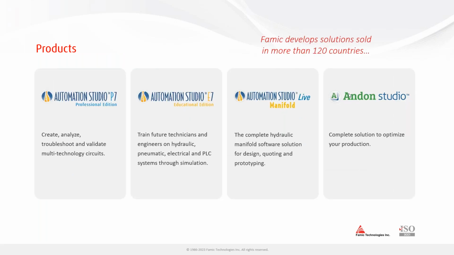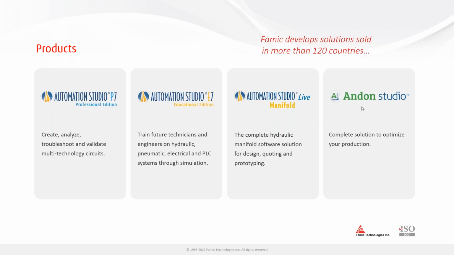So these are all our products. We have in total 4 products. We have Automation Studio Professional Edition, which is mostly used by industries. This is used to create, analyze, troubleshoot, and validate multi-technology circuits. We have Automation Studio Educational Edition, which is mostly used by schools, colleges, and universities to teach their students. We have Automation Studio Live Manifold, which is now incorporated in the Professional Edition itself. This is a complete hydraulic manifold software solution for design, costing, and prototyping.